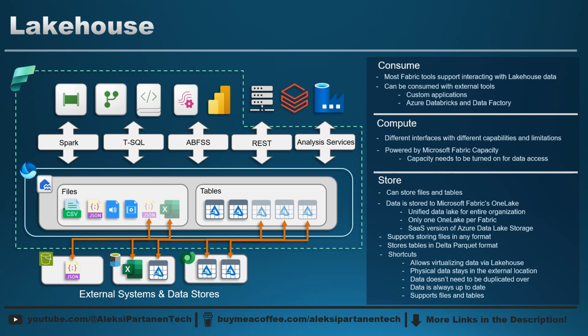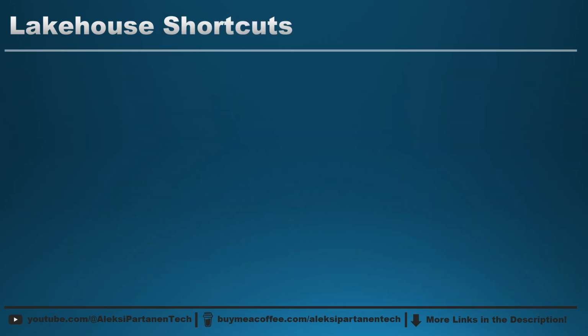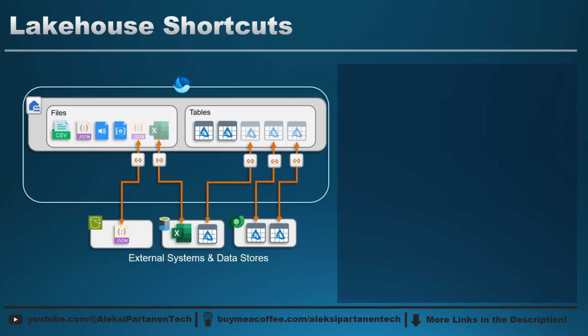Next, let's talk more about the shortcuts, since they are one of the core concepts to understand in the exam. Many of the core features we already covered on the previous slide, but as a quick summary, shortcuts allow virtualizing data from external systems via Lakehouse, which eliminates the need for data duplication and makes sure that the data is up to date with the source since it is not physically copied.